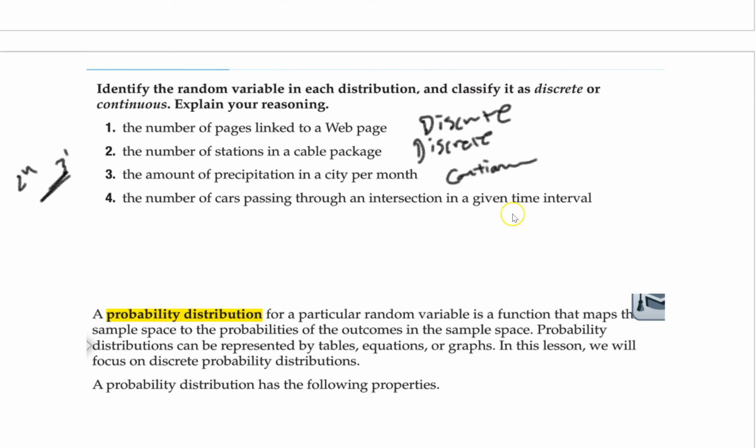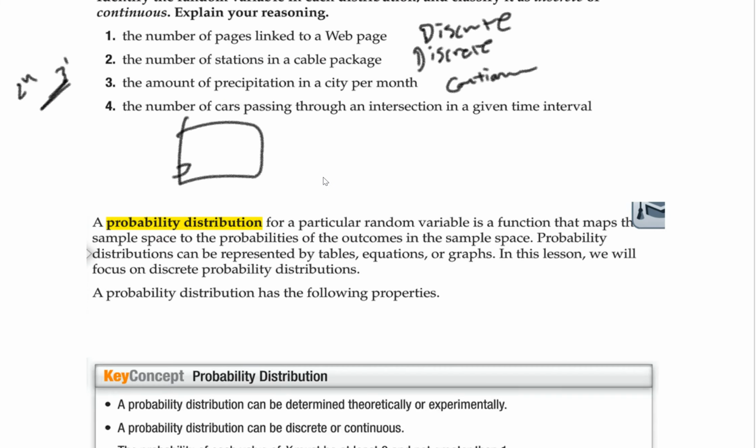The number of cars passing through an intersection in a given time interval. That's all about your reference. Are we counting the full car? Are we counting partial cars? I'm going to go either way. This one's actually kind of ambiguous, so I'm going to let that one go. Because if you're just counting full cars through, that'd be discrete. But if you're counting half a car, because of the snapshot you took in that given time interval, then, well, I'll say it's continuous. So it all depends on what we're talking about.